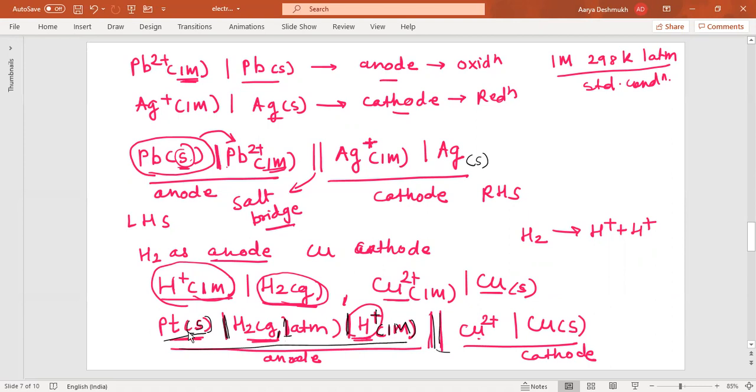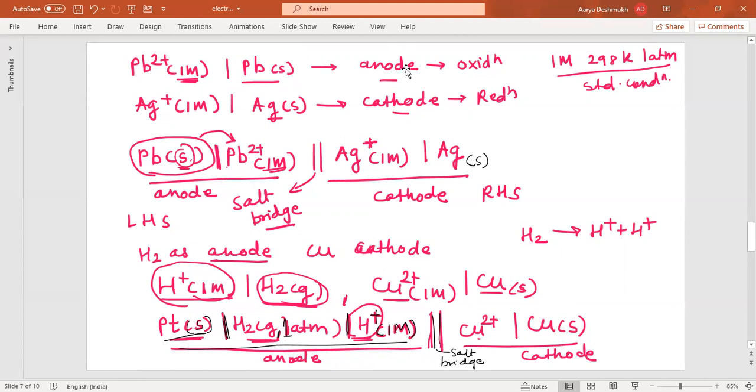This is the salt bridge. It indicates the salt bridge. Okay, and write down the half part of the cell as Cu2+ getting converted into copper in the solid form. So there is a transfer of ions from one end to another end through this salt bridge. So this is the way you can represent the cell.